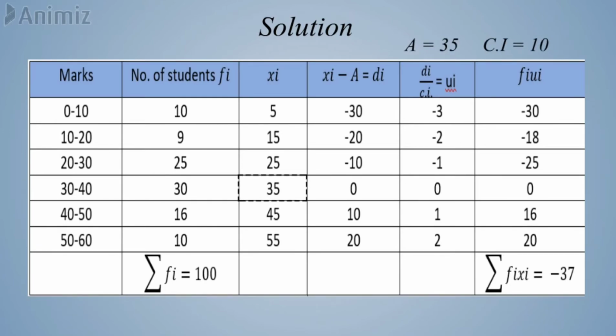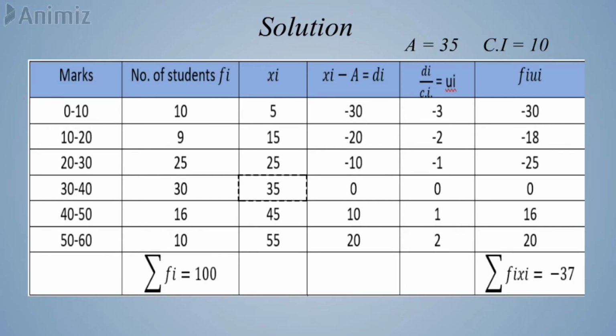Now when you consider the assumed mean as 35, 5 minus 35 will give you the difference minus 30. 15 minus 35 will give you minus 20. 25 minus 35 will give you minus 10. And the other differences you are getting 0, 10, 20. Now this difference you have to divide by the class interval. Here your class interval is 10. So when you divide the difference by the class interval, you will get ui. So minus 30 divided by 10 will give you minus 3. Like that you will get minus 2, minus 1, 0, 1, 2.